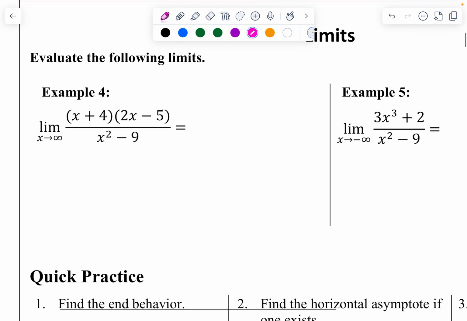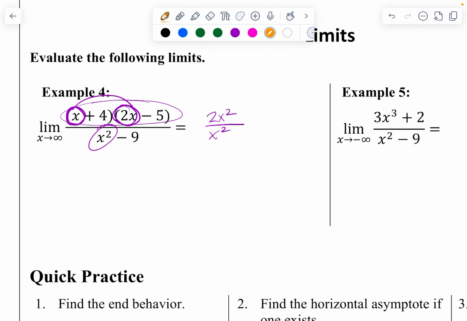So let's talk about this one. Because this is in factored form, we're going to need to multiply out the first terms to see what the leading term is. So x times 2x gives me 2x squared. So I'm going to compare that 2x squared to this x squared. I notice, hey, these have the same degree. They're going to cancel out and I'm left with 2 over 1, or just 2. So this tells me that the horizontal asymptote is at y equals 2.